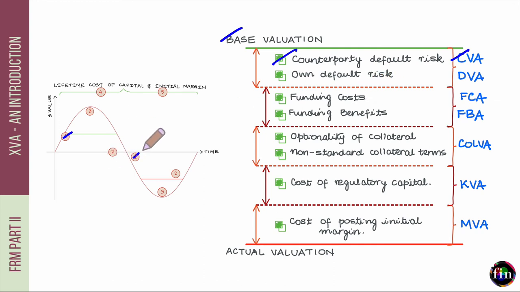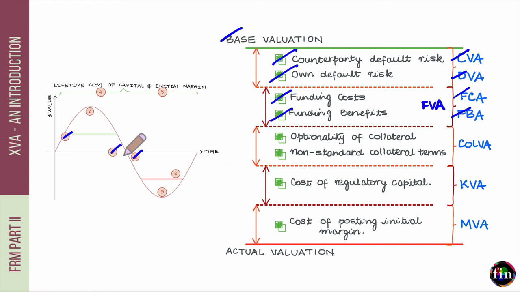Then again in heading number 1, if I calculate the present value of the expected benefit that I'll get from my own default, let's call that DVA, debt valuation adjustment. Then in this category, if I calculate the present value of all future expected funding costs, let's call it FCA, funding cost adjustment. Then the present value of all future expected funding-related benefits, let's call it funding benefit adjustment. Let's combine the two and call it FVA, funding valuation adjustment.